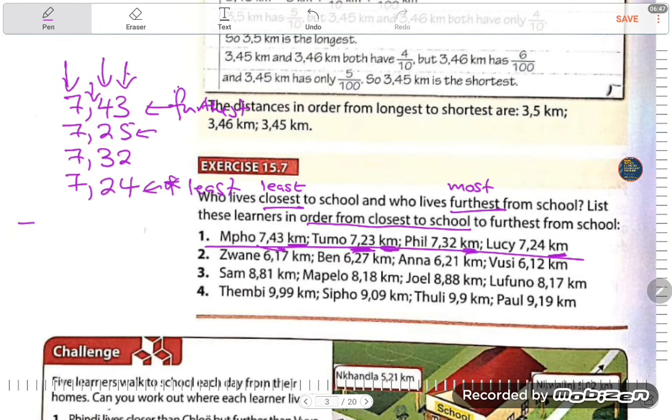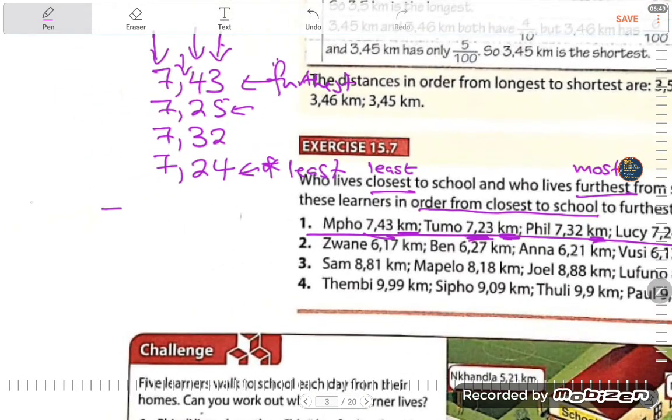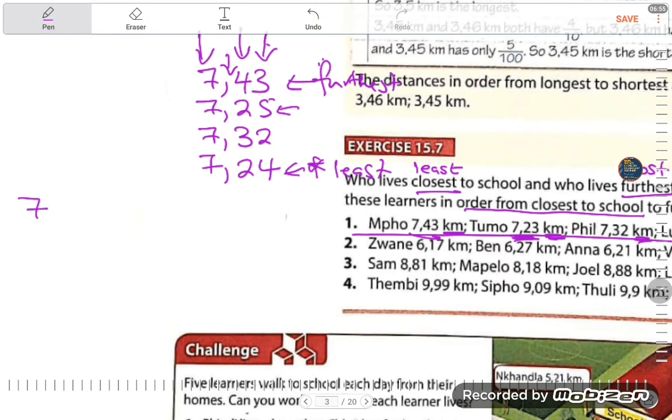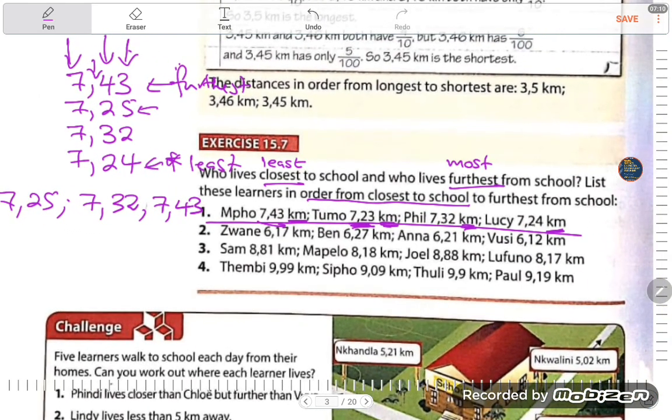So we've got a 7 point 24, followed by the next one, which will be 7.25, followed by 7.32, followed by 7.43. So the last one is going to be the one who's furthest from the school, and then you continue doing that with all the others as well.